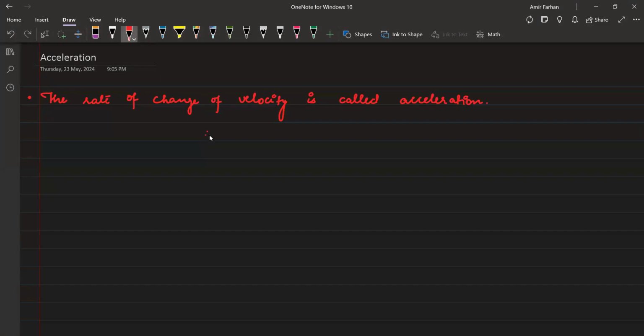Acceleration means rate of change of velocity, which means final velocity minus initial velocity divided by time. Whenever the word rate comes into the picture, that means divided by time. Okay? Any doubt, Ayaan? Is this clear? Okay. So acceleration is the rate of change of velocity.